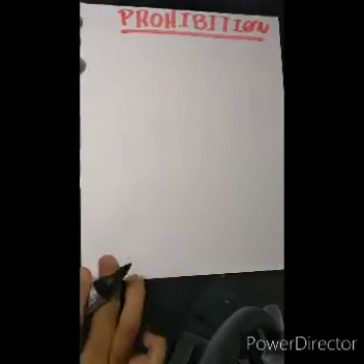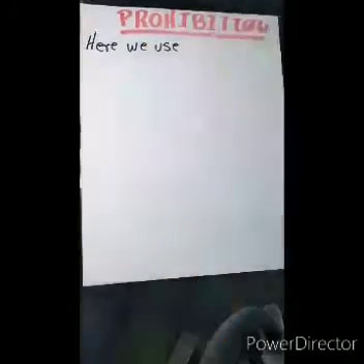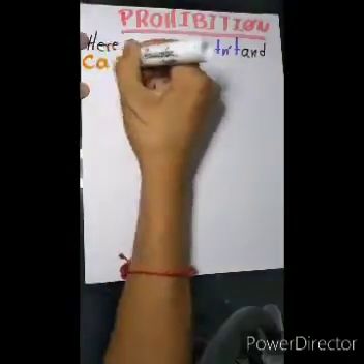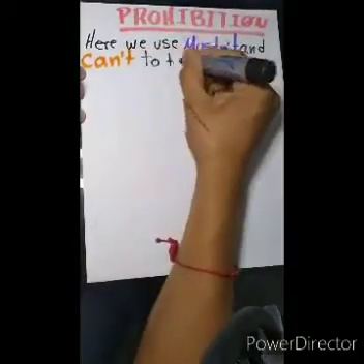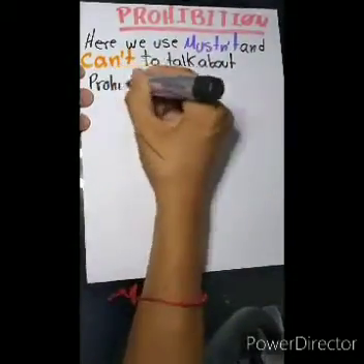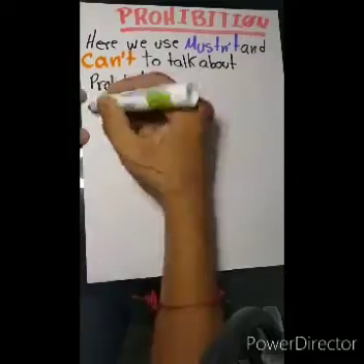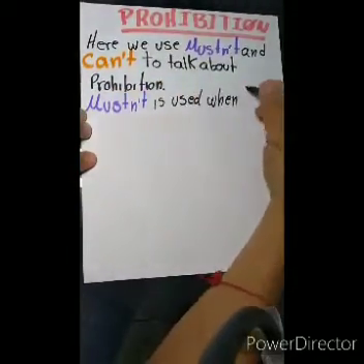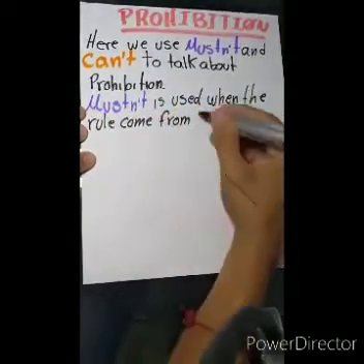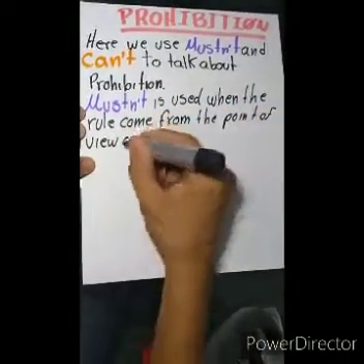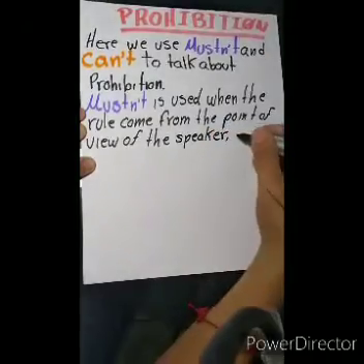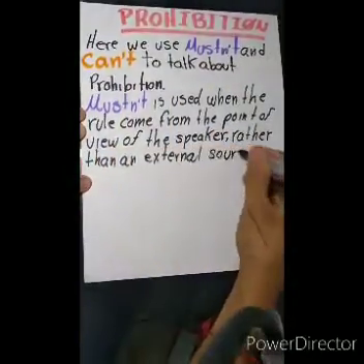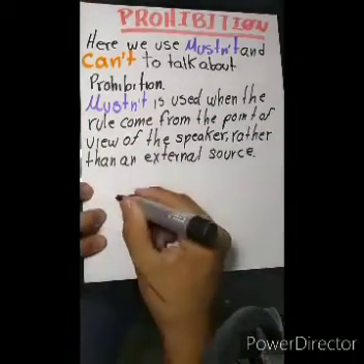Now guys, the modal verbs about prohibition. Here, guys, we use mustn't and can't to talk about prohibition. Mustn't is used when the rule comes from the point of view of the speaker, rather than an external source. But what does this mean? This means it's not allowed to do something, from a subjective perspective.